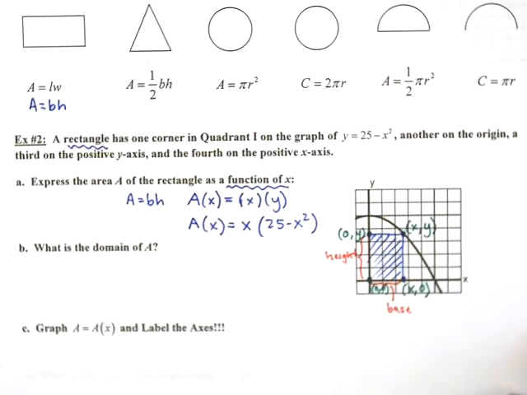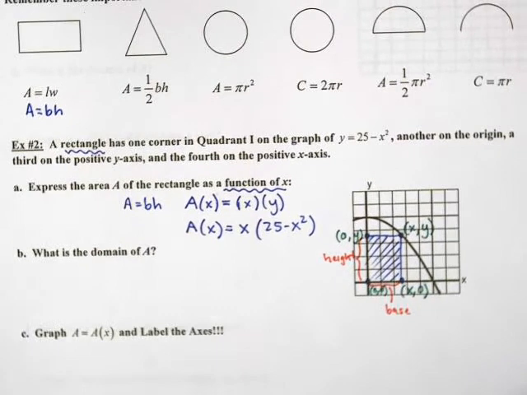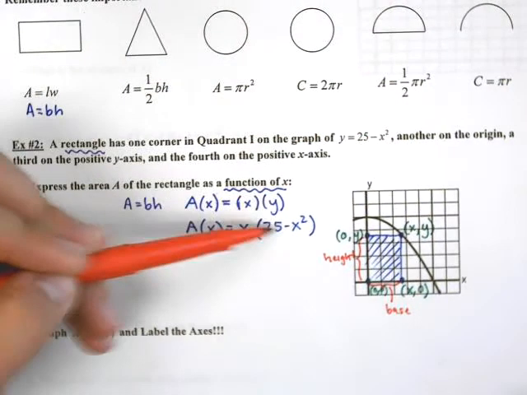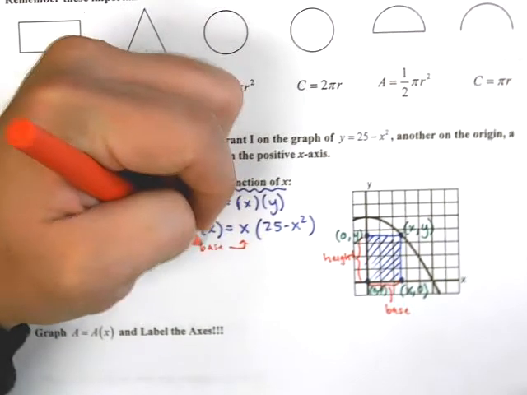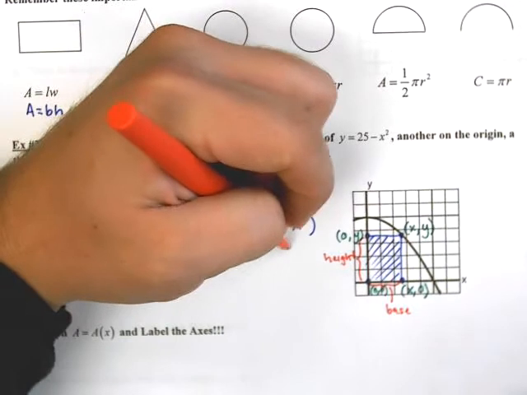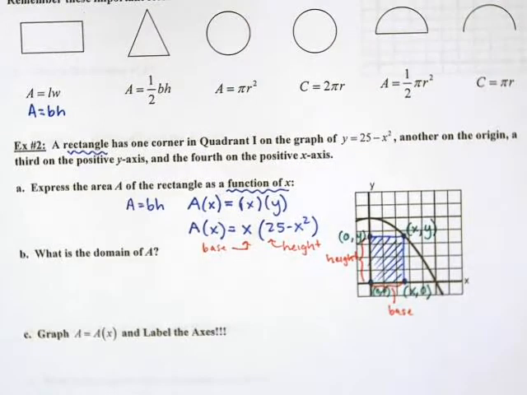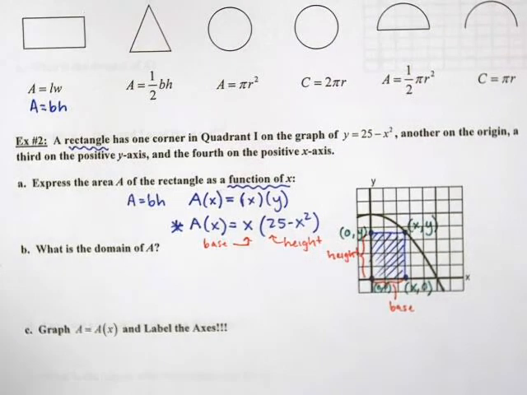Okay? So that is a skill that I need you guys to be able to see how to do. If you know y is equal to 25 minus x squared, well then you can replace y with that. Now real quick, this again was just my base, and this is my height. Okay? So this is the equation that we are going to be using in a little bit. This is my area equation.